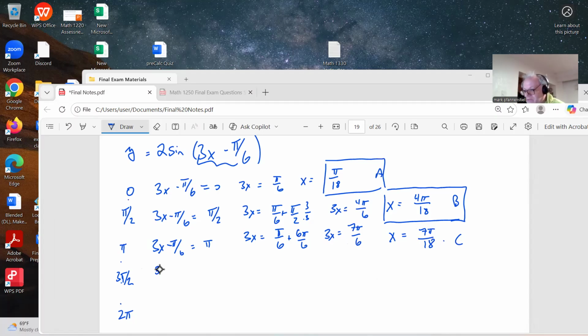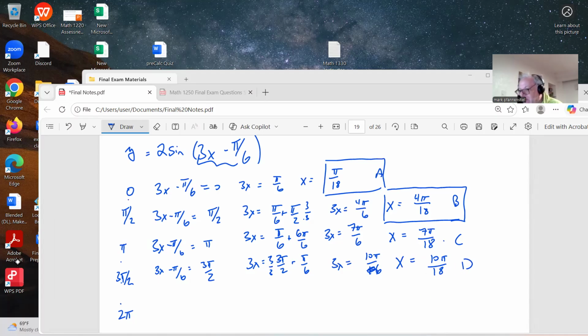The next one we have is 3x minus pi over 6 is equal to 3 pi over 2. So we can say this is 3x equals 3 pi over 2 plus pi over 6. And again, we're going to have to get some common denominators. I'm going to multiply by 3 over 3. So we have 9 pi over 6 here. 9 plus 1 would be 3x equals 10 pi over 6. Okay, and then finally multiplying both sides by a third, we end up with x is equal to 10 pi over 18. That's my point D.